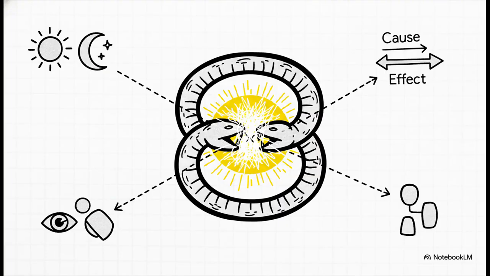This is what we're calling the radiant chomp. That's the moment the serpent bites its own tail. And at this point of recursive closure, all the fundamental dualities we use to make sense of the world, things like cause and effect, observer and observed, self and other, they all just collapse into one.